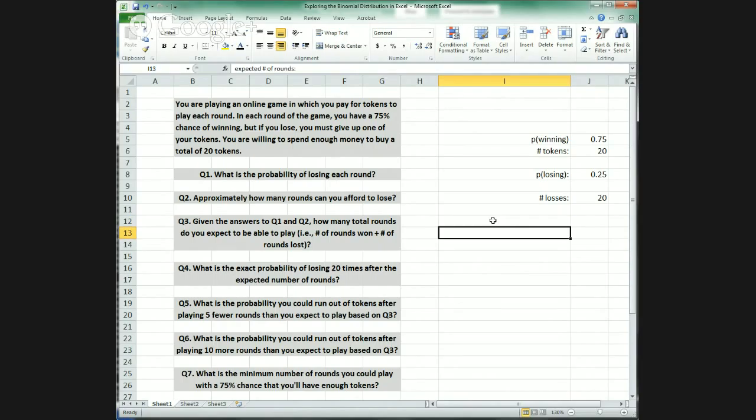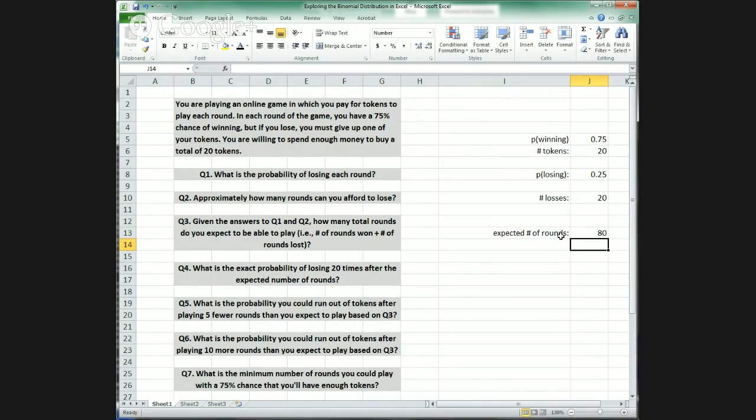The expected number of rounds that we can play is going to be the number of losses that we can afford divided by the probability of losing. So we can afford to lose 20 times because we have 20 tokens and we pay 1 token every time we lose. If we divide that by the probability of losing, we get an approximation of the number of rounds we can play based on the probability of losing. So all we have to do here is say equals the number of losses that we can afford divided by the probability of losing. That's why it's helpful to put all of this information step by step so that you have it to easily pull into these formulas as you get to new questions.